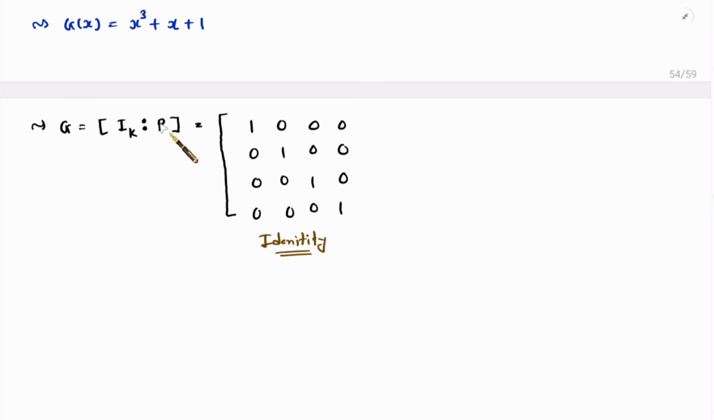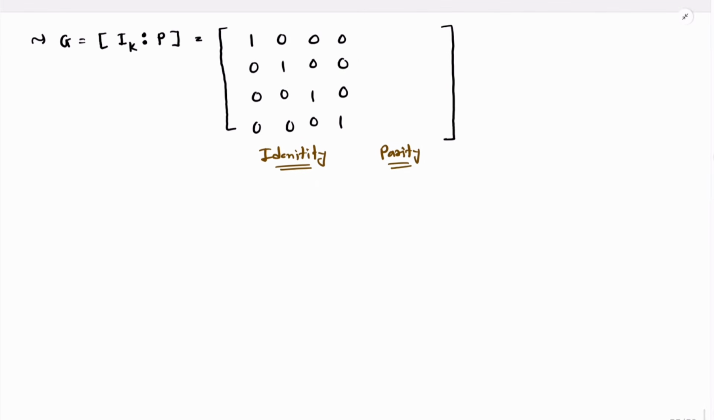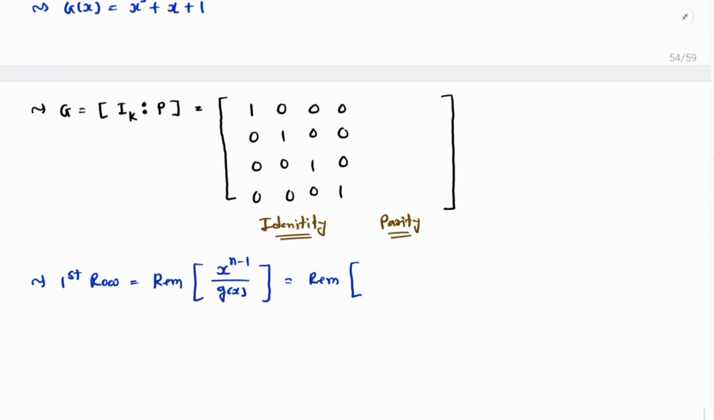Now we need to understand the parity matrix. For the parity matrix, we need to calculate parity bits as per row calculation. Let me explain that. If you want to calculate the first row of parity, then the first row of parity will be the remainder of x to the power n minus 1 divided by g of x. G of x is the generator polynomial. Here, n is 7, that is given.